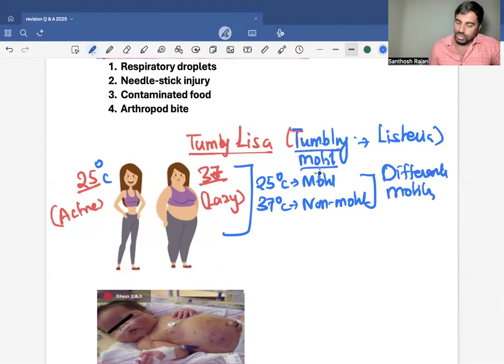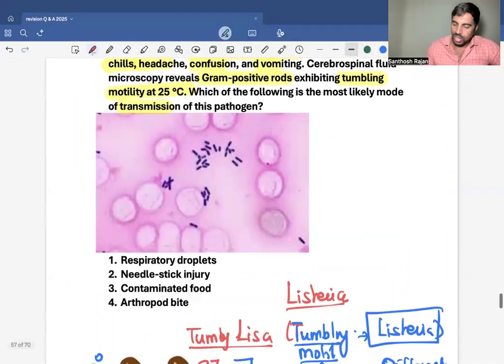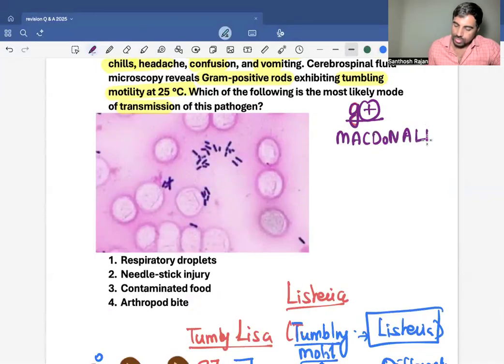So that's what this motility is basically, tumbling. Tumbling, differential, all goes to Listeria. The organism which we are talking about here is Listeria monocytogenes. Okay, this comes under gram positive. If you remember, I told you for gram positive, which looks purple color, the shortcut is McDonald's. M for mycoplasma, 2A, A for anthrax and A for actinomyces, C for Clostridium, D for diphtheria and diphtheroids, N for nocardia, L. This L is basically Listeria. McDonald's group.